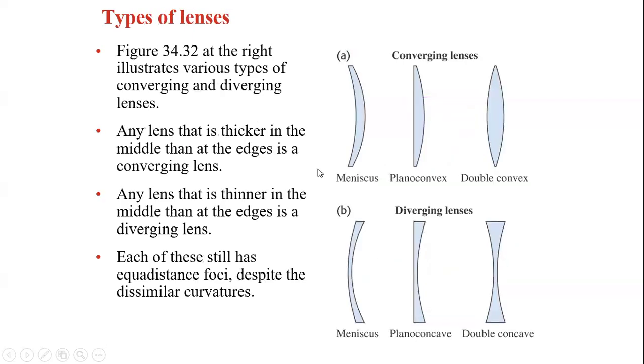Again, there are many types of lenses. We have here the converging lenses: the meniscus, the plano-convex, the double convex, and then the diverging lenses: the meniscus, the plano-concave, and the double concave lenses. So these are the types of lenses.